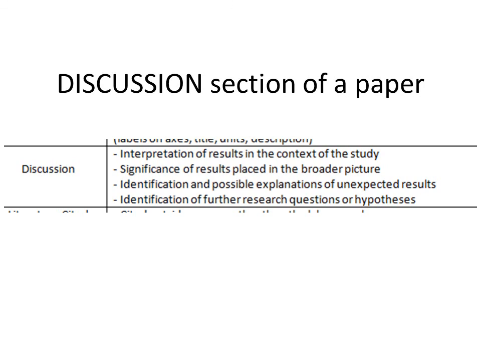First, it is important to interpret the results in the context of the study. Then you use more primary literature sources to explain the significance of your results in a broader context. You also use this section to explain unexpected outcomes and identify possible explanations for your results. Finally, this section identifies further research questions or hypotheses that are the next logical step based on your results.